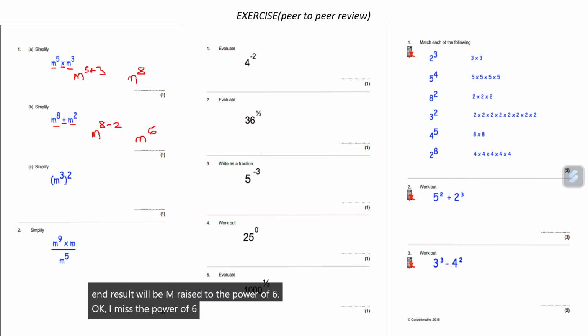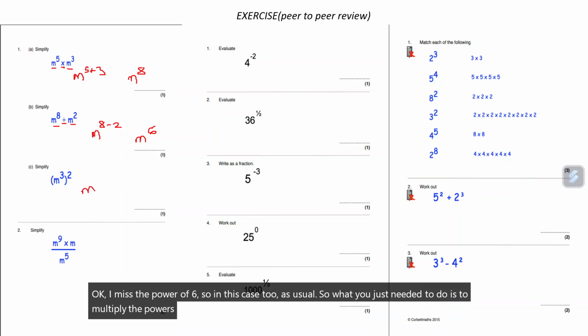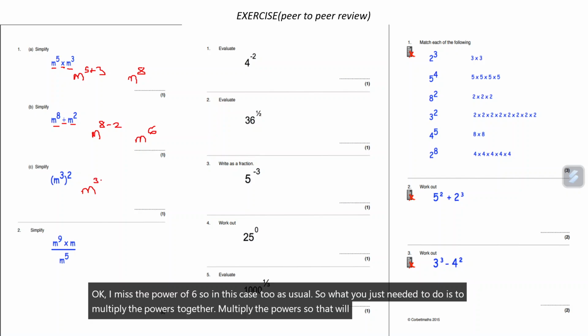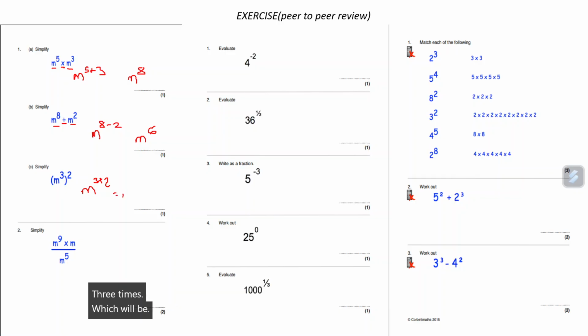So in this case too, as usual, what you just need to do is to multiply the powers together. Multiply the powers, so that will become 3 times 2, which will be m raised to the power of 6.